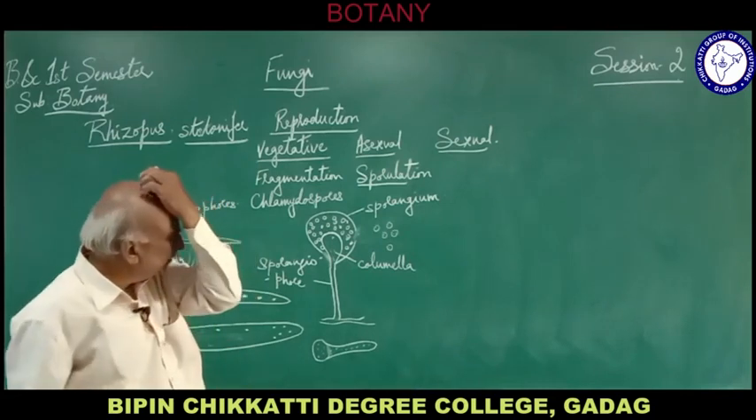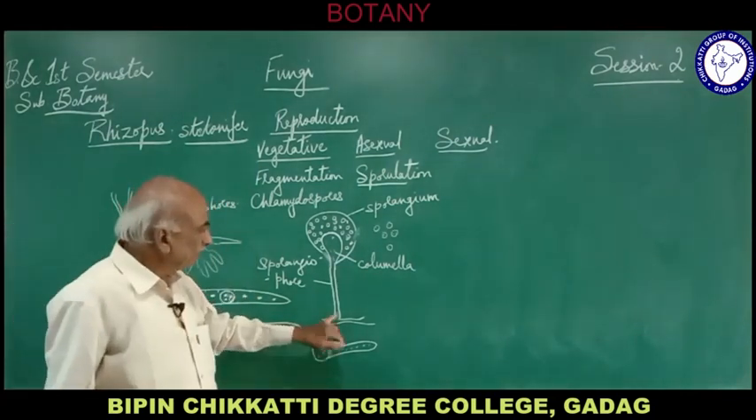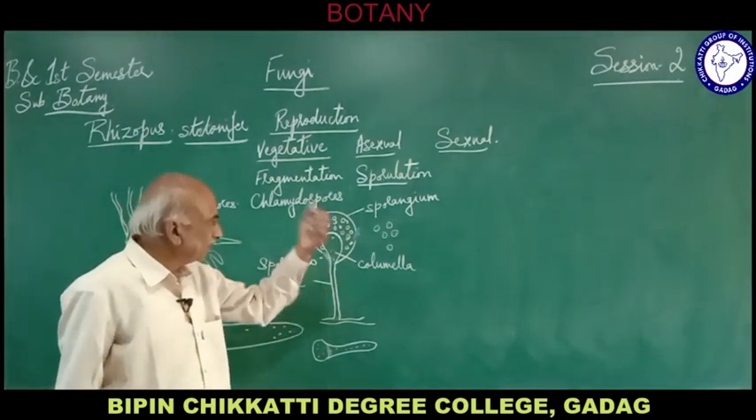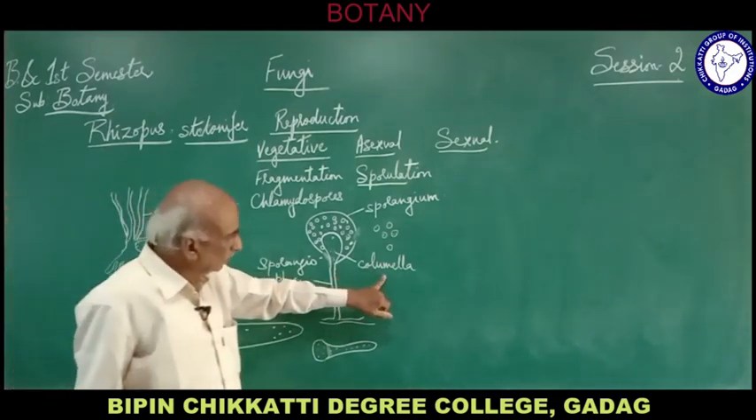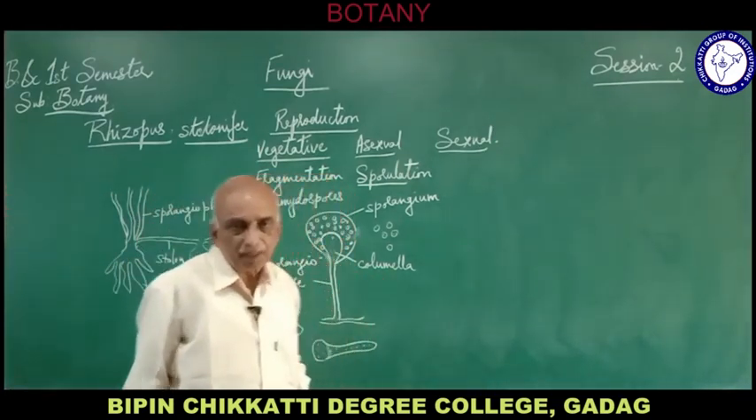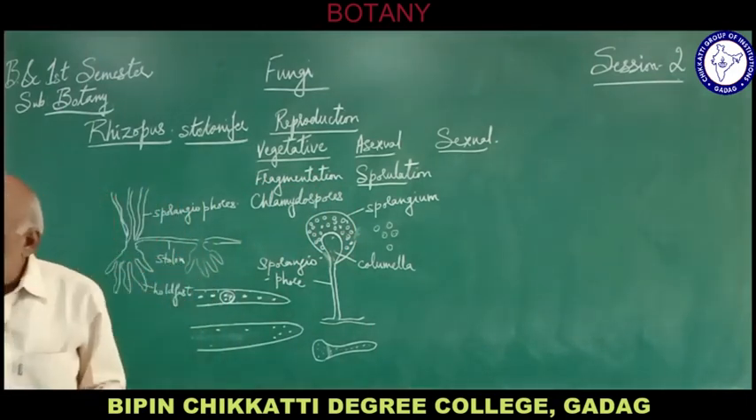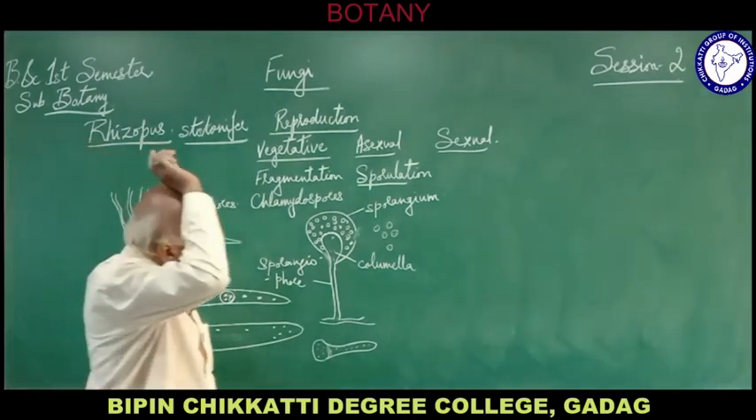So the sporangium is developed from the fertile hyphae, which gives rise to the sporangiophore and the sporangium, and inside the sporangium there is a swollen structure called the columella, around which the spores are present. So that is about asexual reproduction or sporulation.